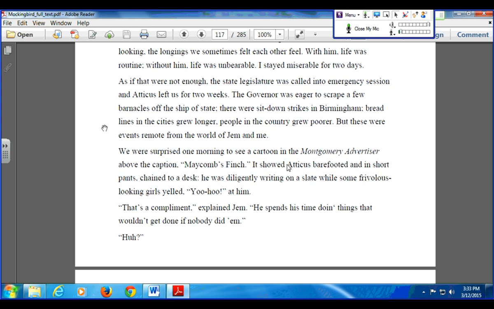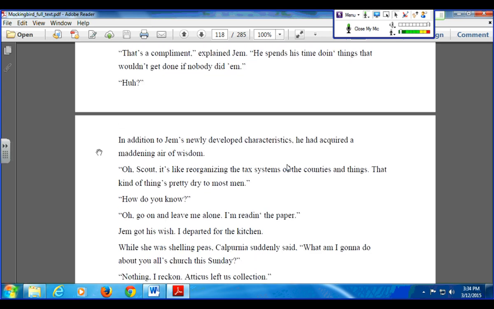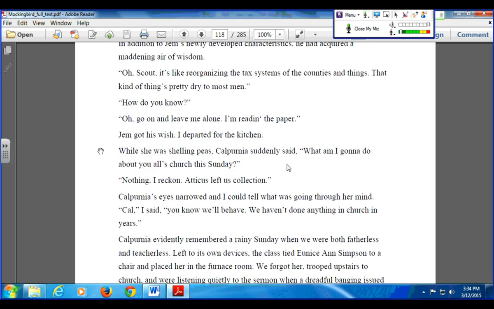"That's a compliment," explained Jem. "He spends time doing things that wouldn't get done if nobody else did them." "Huh?" In addition to Jem's newly developed characteristics, he had acquired a maddening air of wisdom. "Oh, Scout, it's like you're outside in the tax system of the counties and things. That kind of thing's pretty dry to most men." "How do you know?" "Oh, go on and leave me alone. I'm reading the paper." Jem got his wish. I departed for the kitchen.